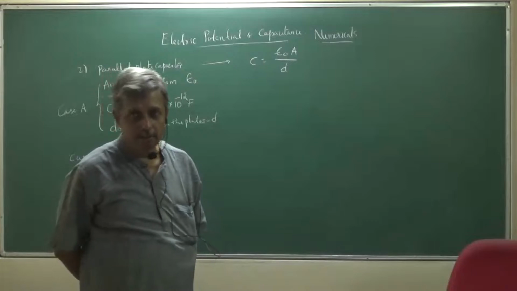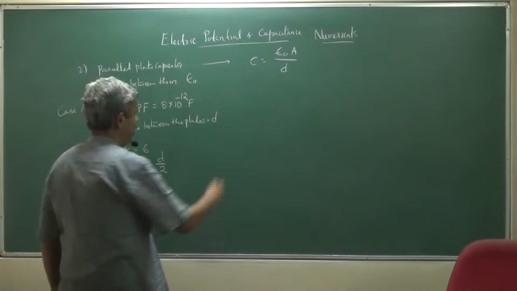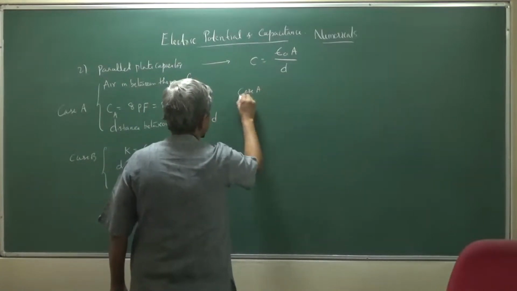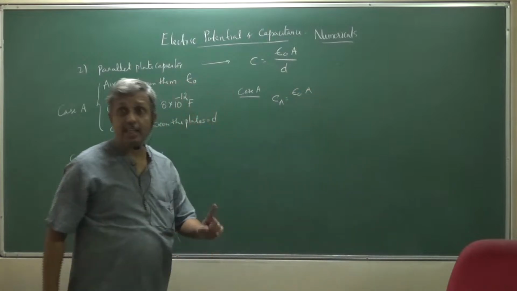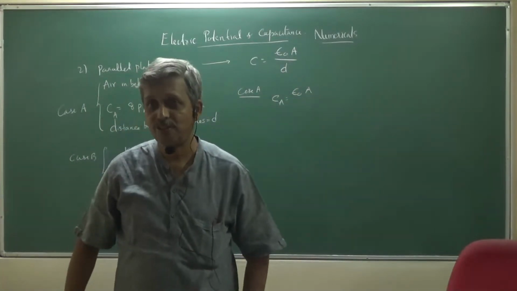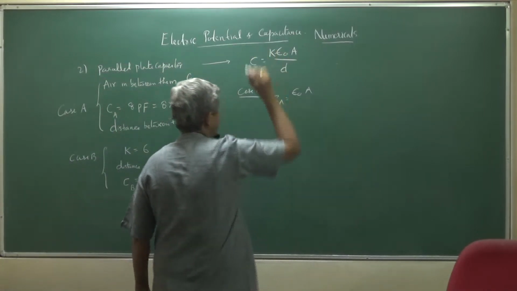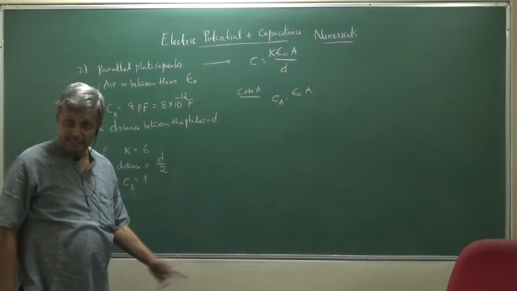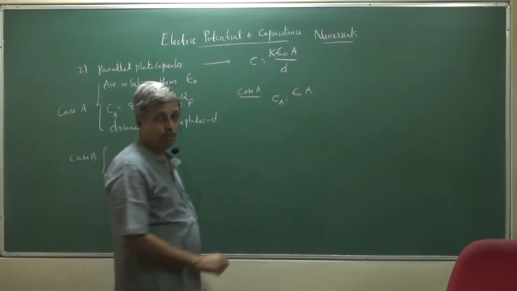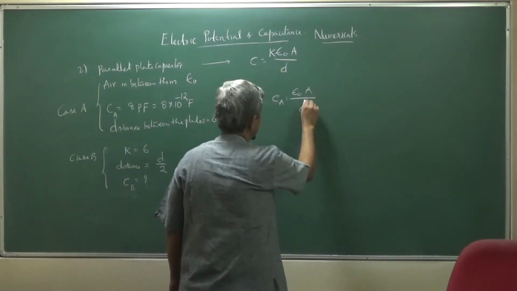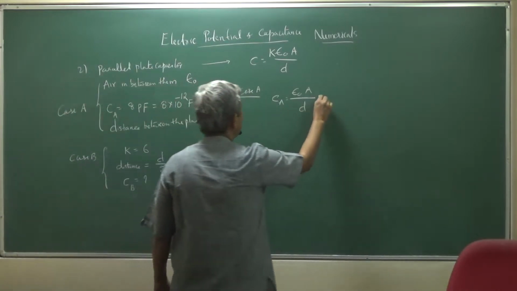Now, in the first case, the scenario of case A, CA is equal to epsilon naught into A. See, they are not changing the area; only the distance between them is reduced. So the formula is K into epsilon naught A by D, where K is the dielectric constant. In case A, since it is air, K is 1. So epsilon naught A divided by D. That's all. That is case A, and this value they have already given.